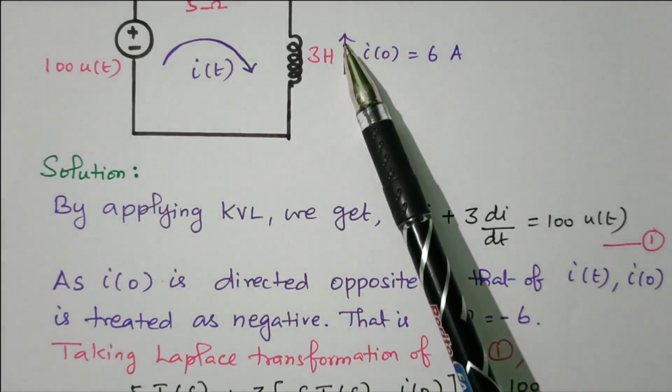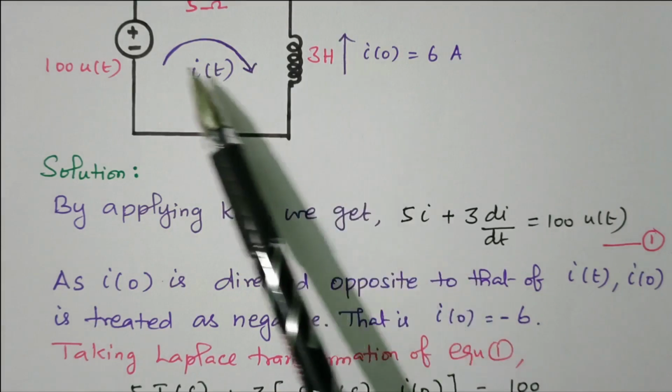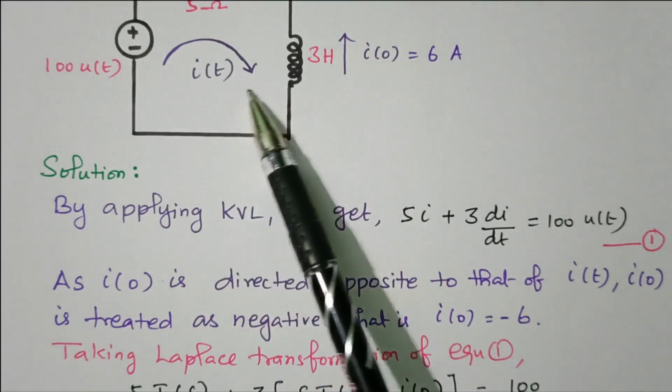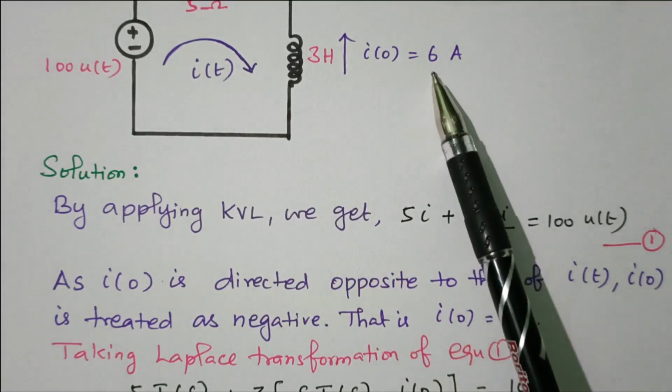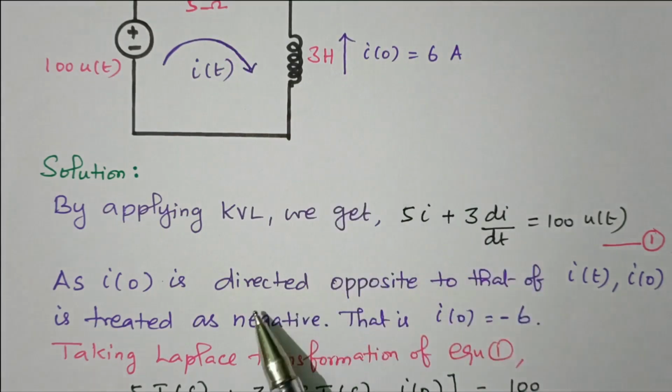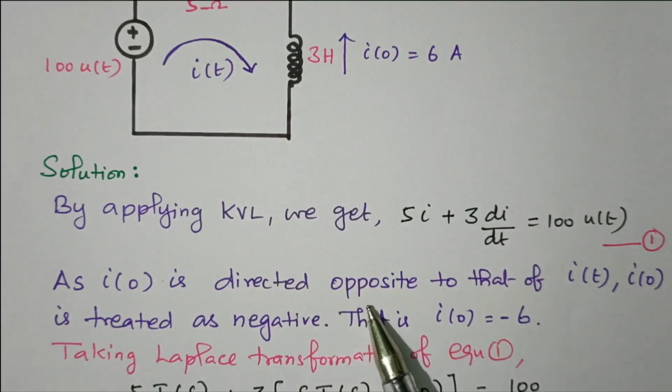See the direction here. It is going upward. This current is going downwards. Both are opposite. So based on that, I naught value is taken as minus 6 amperes. Here it is given as 6 ampere, but based on the direction, we can say this I of naught, that is called the initial current, is minus 6 ampere.